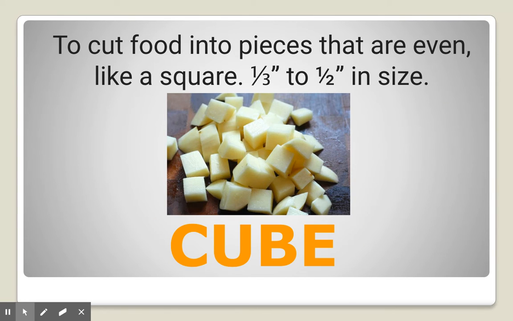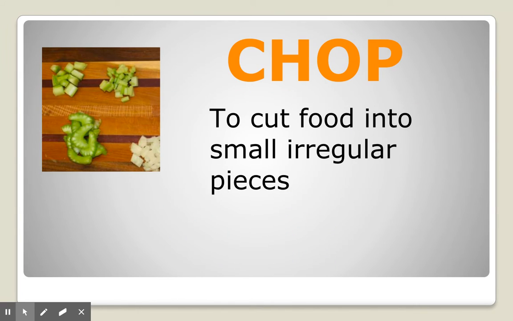Next we have cube. So just like in math, a cube is a square. That's what it means for cooking as well. To cut food into pieces that are even, like a square. Perhaps it's 1/3 of an inch to a 1/2 inch in size. So that's going to be about the size of a dime, maybe even smaller than that. Next, we chop. And we do a lot of chopping when we work with vegetables. This is to cut food into small, irregular pieces.